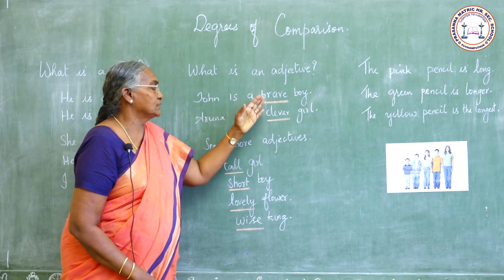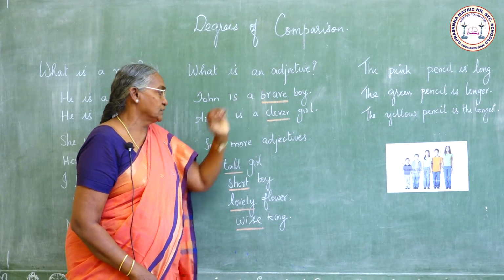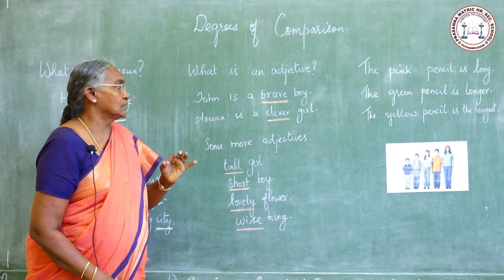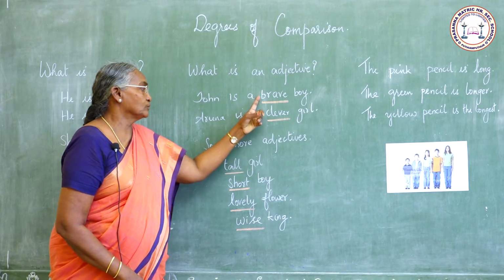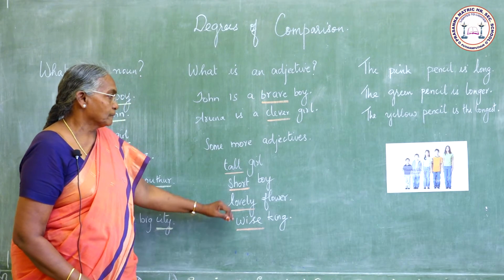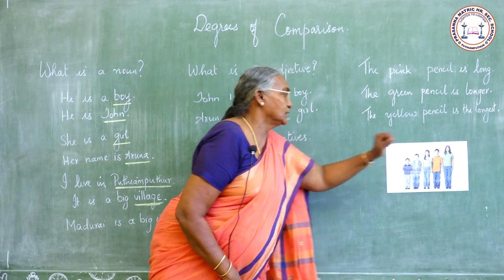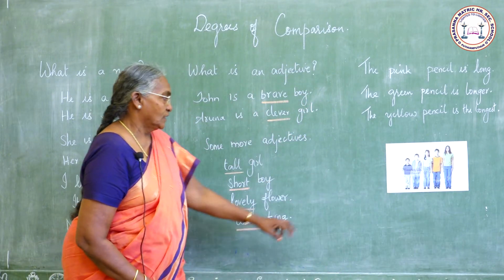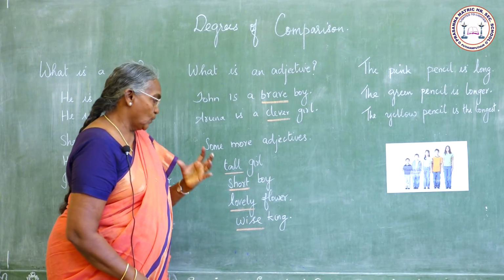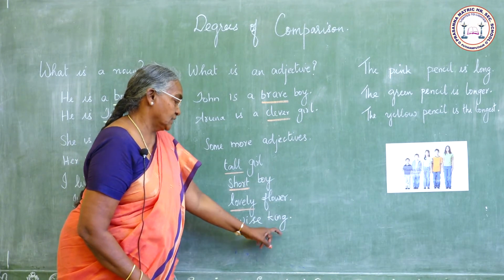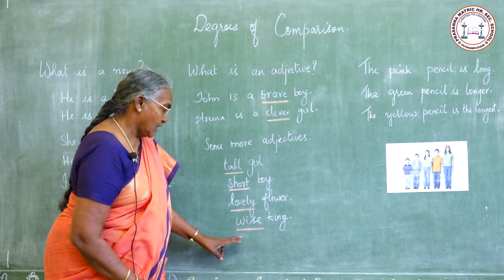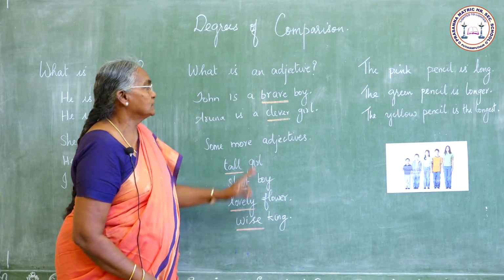So all these describing words are called adjectives. Then say what is an adjective? All the describing words of a noun are called adjectives. Can you say some more adjectives? She is a tall girl. Short boy. Lovely flower, wise king. The tall, short, lovely and wise are called adjectives.